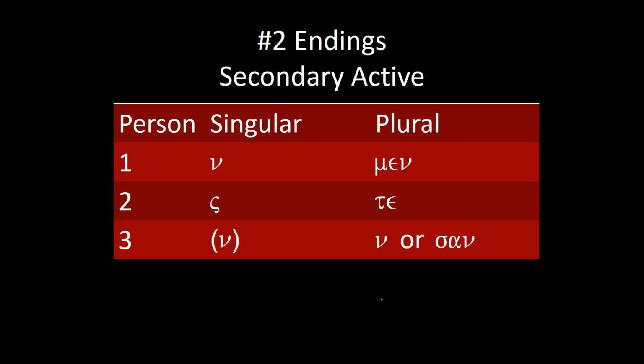And if you want a silly song to help you remember it and maybe never get it out of your head, new, sigma, movable new, min, te, new, or son. New, sigma, movable new, min, te, new, or son. New, sigma, movable new, min, te, new, or son. New, sigma, movable new, min, te, new, or son. You remember that song? Ba-da-da-da-da-da-da-da-da. Well, now I've poisoned it for you. New, sigma, movable new, min, te, new, or son. So these are the number 2 endings. New, sigma, movable new, min, te, new, or son.